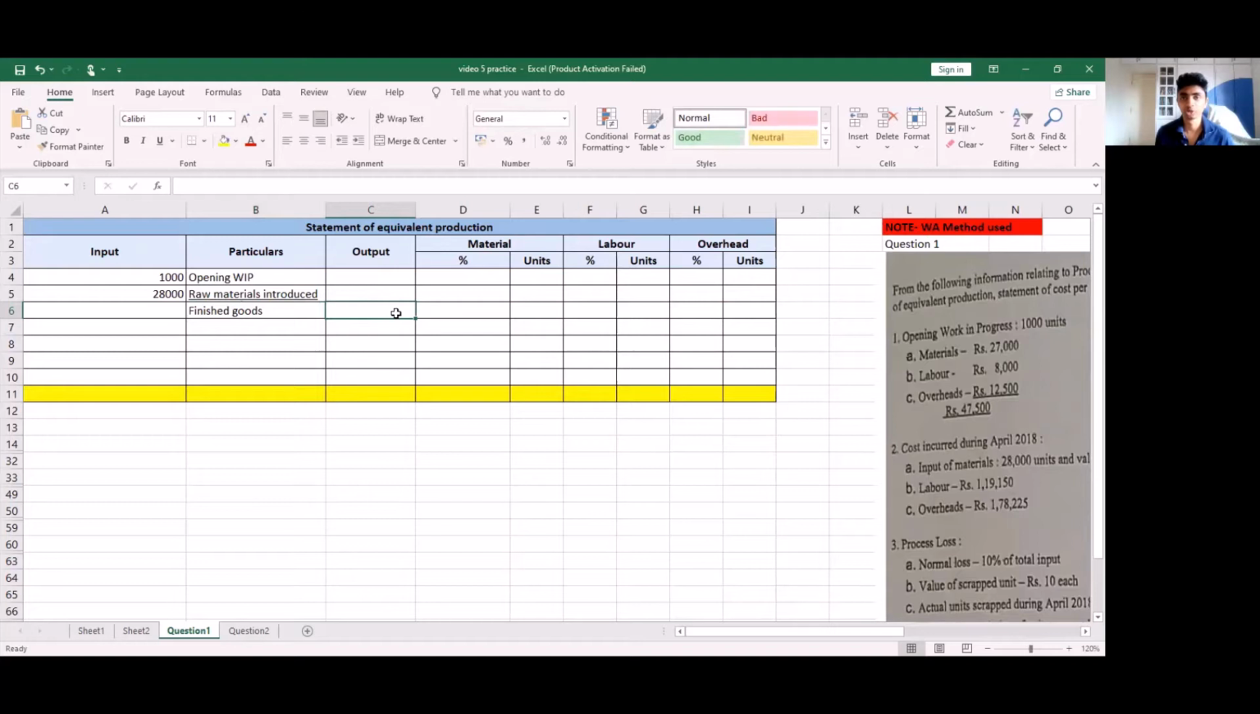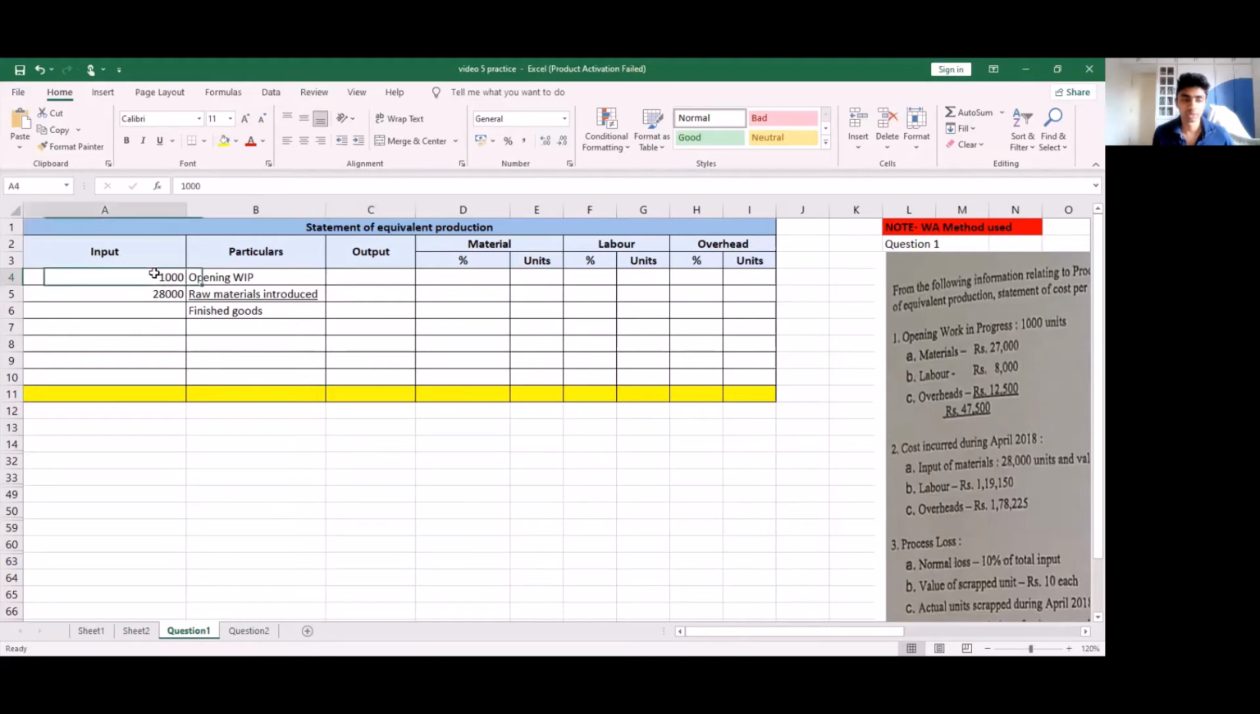Here, you need to remember that in our FIFO method, we would normally subtract our opening work in progress and then write the remaining in finished goods. But this is not the case of weighted average method. So this is our first difference between the two methods. So in our FIFO method, we would write output for opening work in progress in the output column.